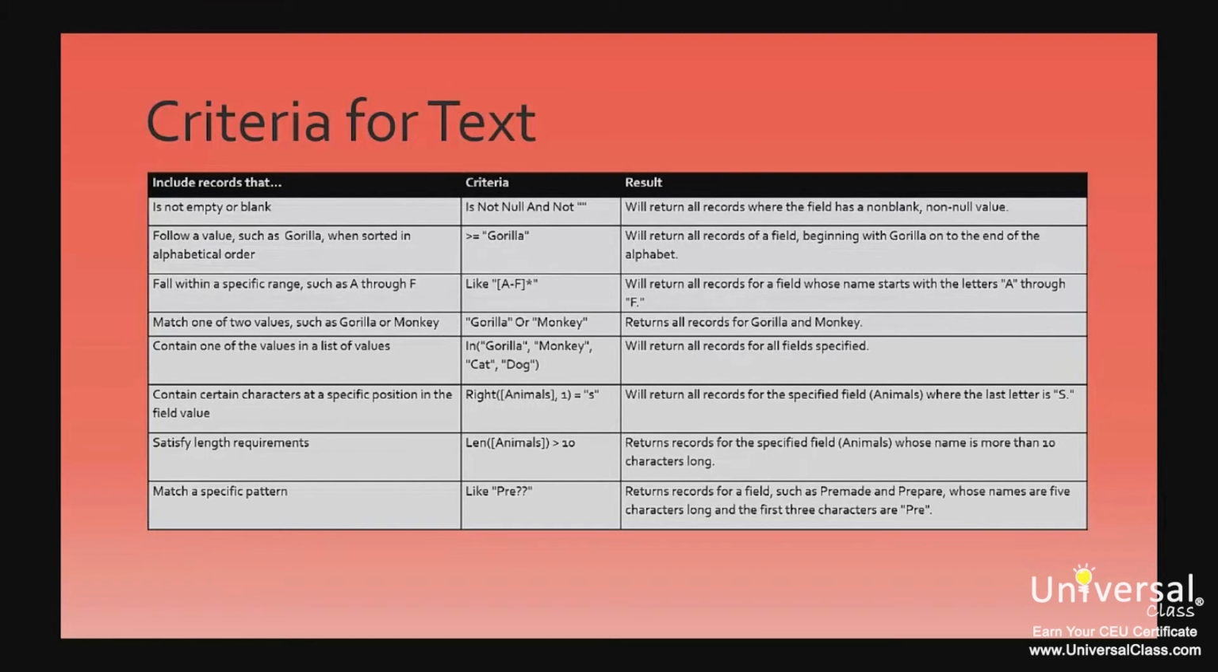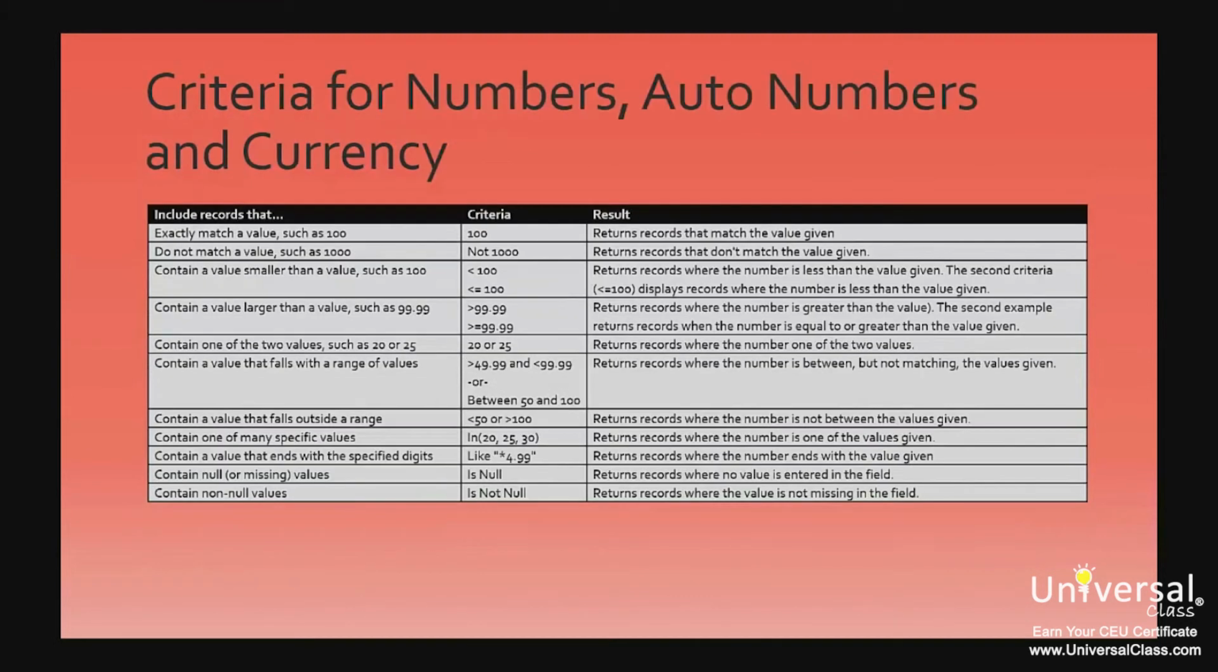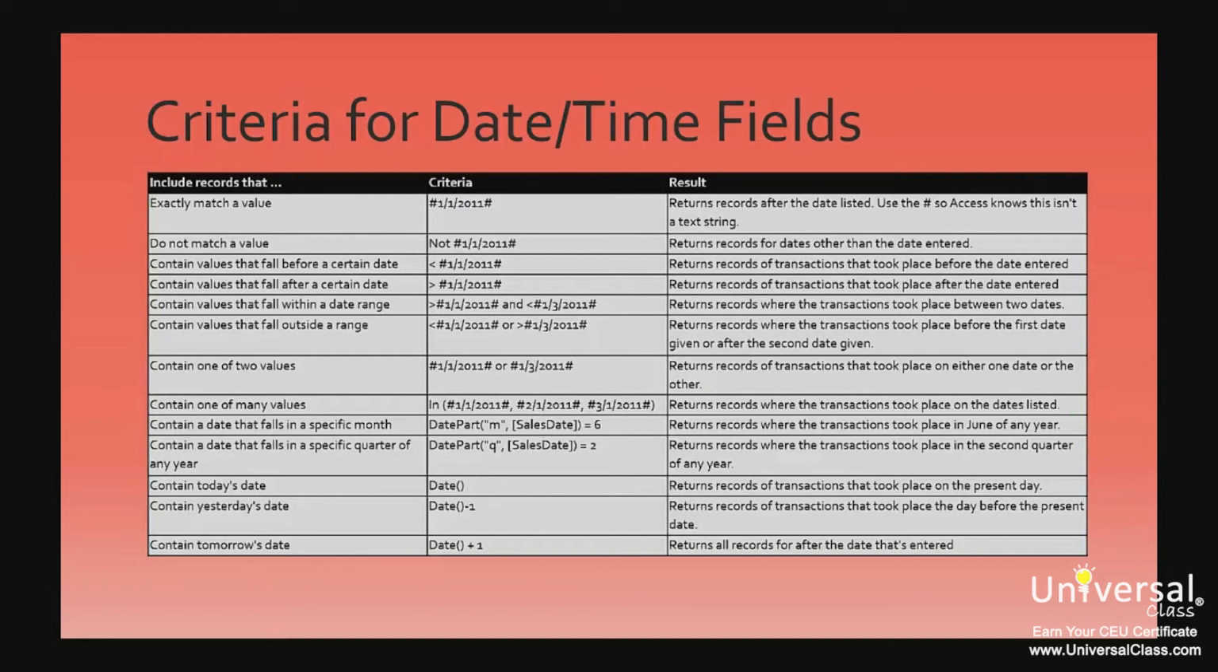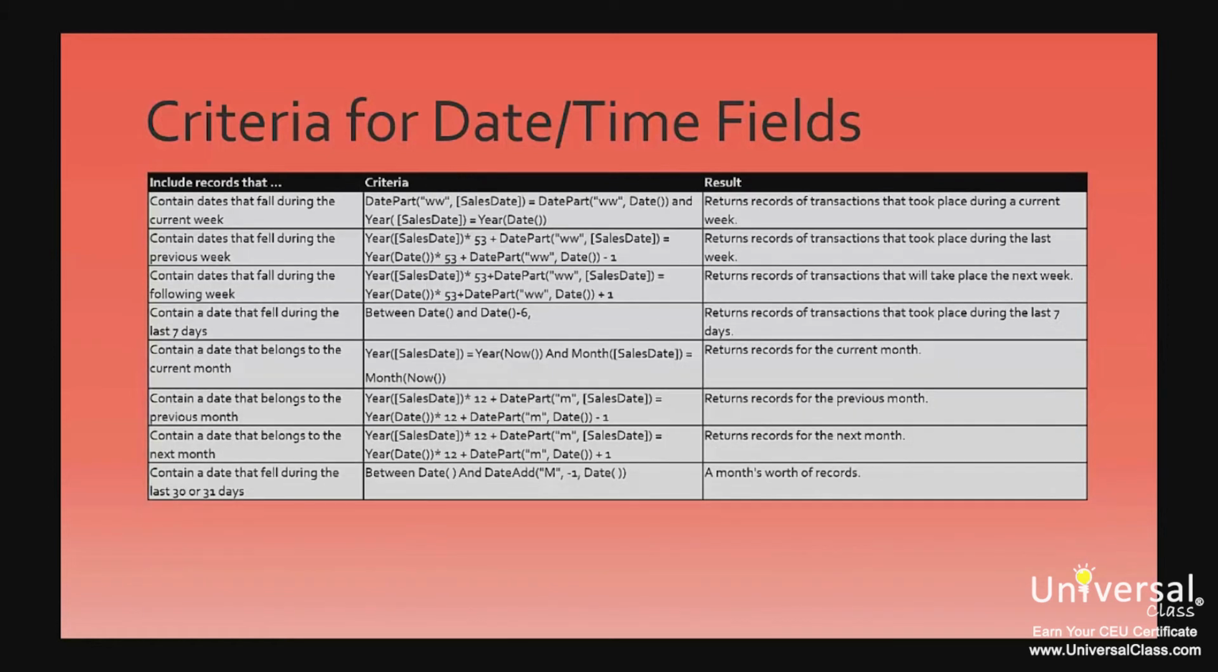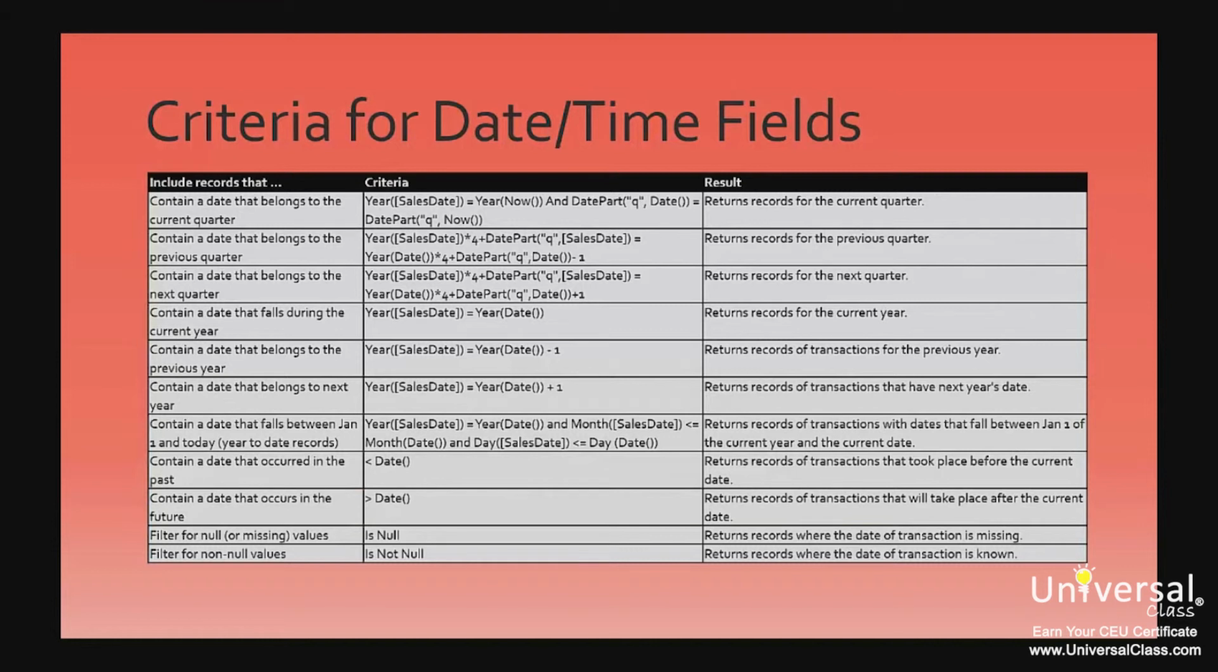In this table, there are some further criteria. Some more criteria here that you can use for numbers, auto numbers, and currency. This list of criteria you can use for date or time fields, because there are some specific criteria you can use for these data types. And here are some more criteria that you can use for date and time fields. There are quite a lot of criteria that you can use for date and time fields, with some more examples shown here.